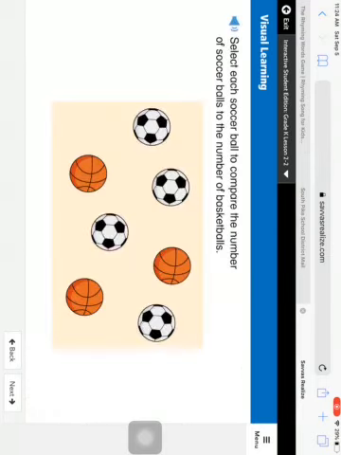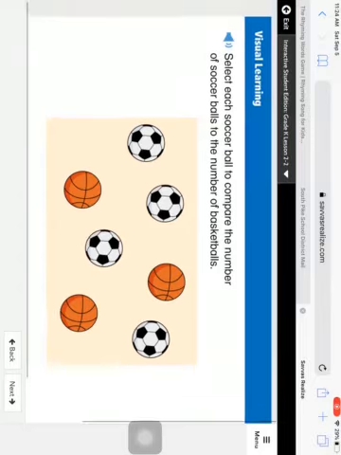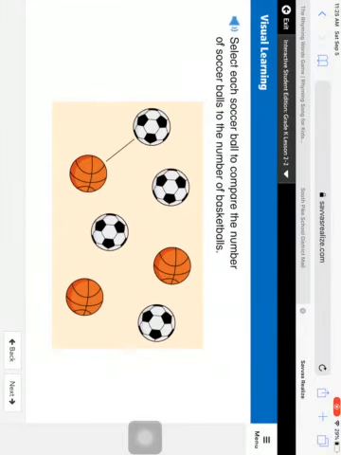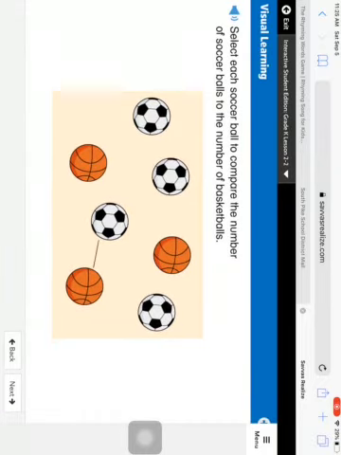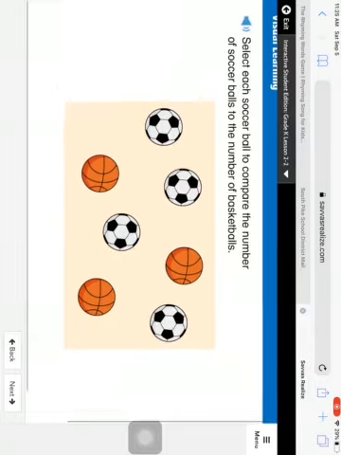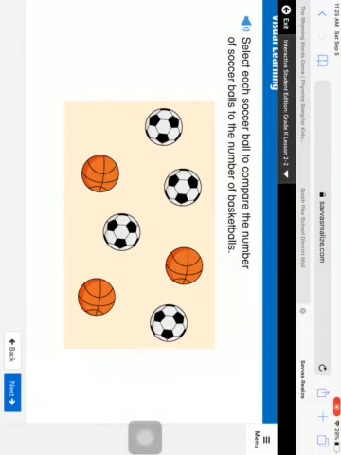All right. So it says select each soccer ball to compare the number of soccer balls to the number of basketballs. So we have 1, 2. Is it going to let me click it? 3. 1, 2, and 3. Okay? So let's continue.